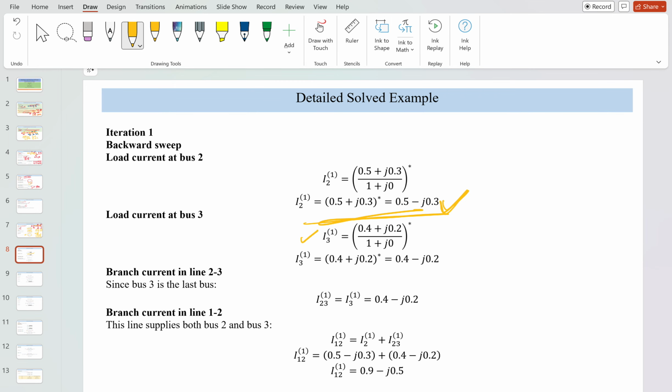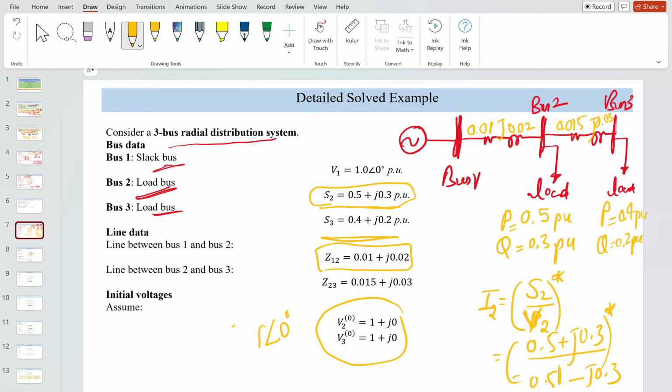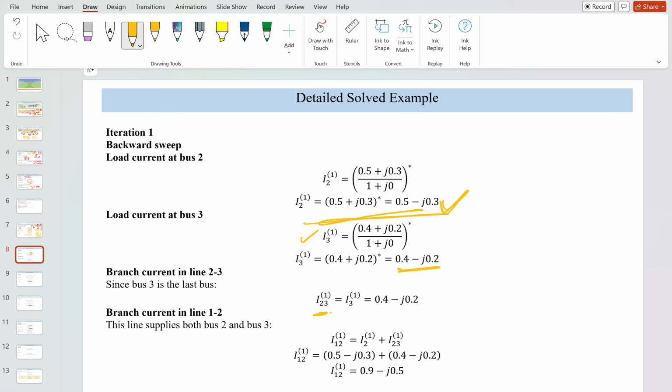Similarly, you can also find the current, that will be S by V conjugate. So it will come out to be 0.4 minus j 0.2. Now the important point is what is the current flowing from line 2 to line 3. This is bus 3, so the current flowing from bus 2 to bus 3 will be similar to the load connected to bus 3. That's why it is similar to I3, which is 0.4 minus j 0.2.